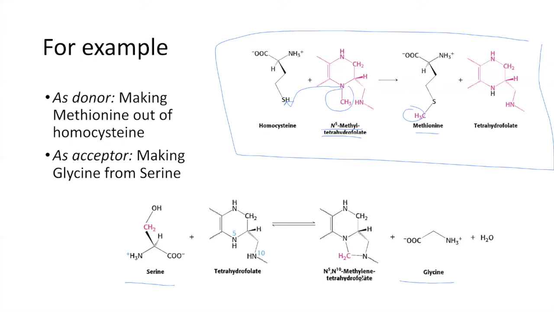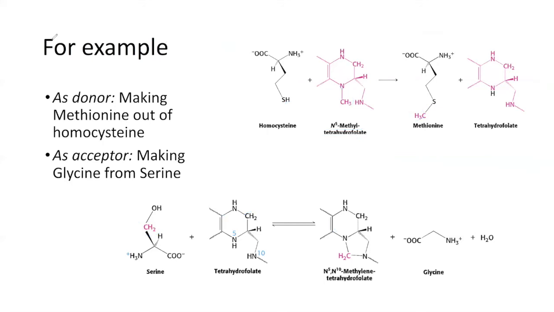This scenario right here is kind of like a more detailed drawing version of what I'm saying. Serine can donate this methylene group to THF and get N5,N10-methylene tetrahydrofolate. These are just sample reactions, and we'll see more of these when we talk about amino acid synthesis, definitely.